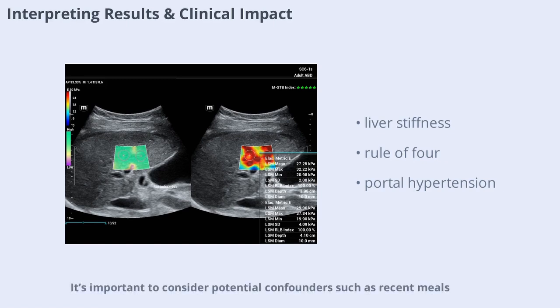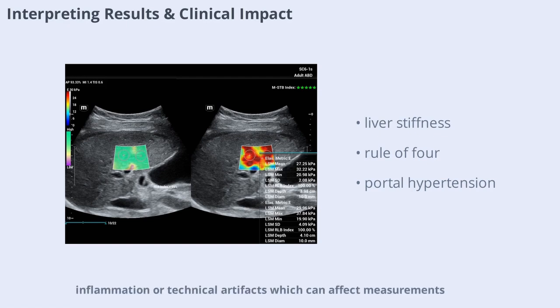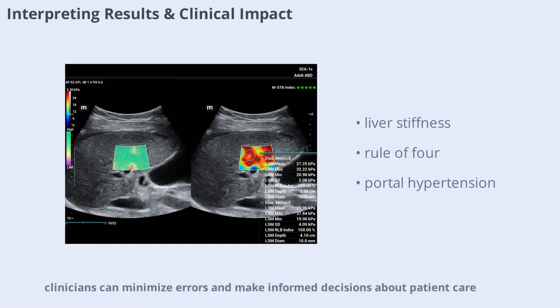It's important to consider potential confounders, such as recent meals, inflammation, or technical artifacts, which can affect measurements. By following standardized protocols and using vendor-specific quality indicators, clinicians can minimize errors and make informed decisions about patient care. SWE is a promising first-line tool for NAFLD screening, offering a non-invasive, accessible, and reliable way to monitor liver health and guide further diagnostic or therapeutic steps.